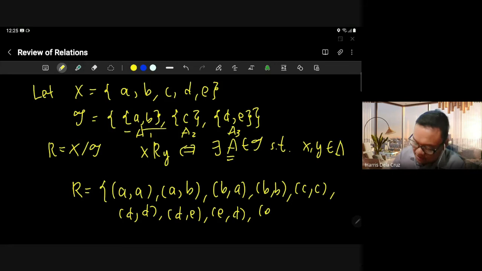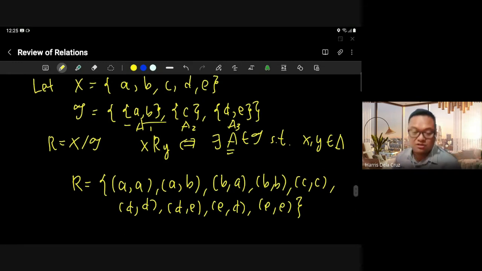And E is related to itself. So, all of these are the elements of R. So, here, R is the induced relation, a relation induced by the partition T. So, we call it X over T.